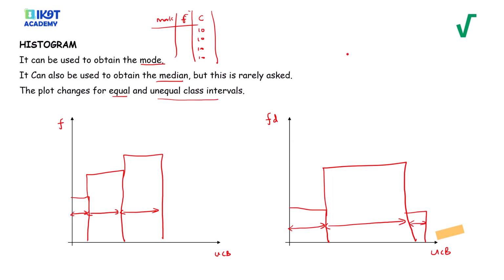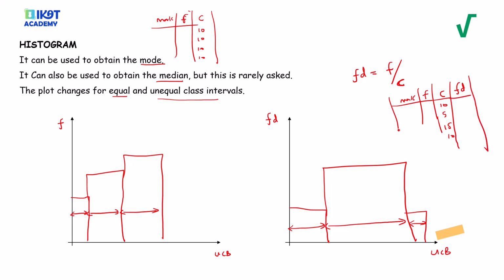Now, how do we get frequency density? Frequency density is going to be frequency out of the class interval. So we shall have something like max, we have frequency. Here, their class intervals, you're going to be getting something like 10, 5, 15, 10. So usually you're going to have something like this. You have to add a column for frequency density, where you say this frequency divided by the class interval, and that's what you plot on the y-axis here.